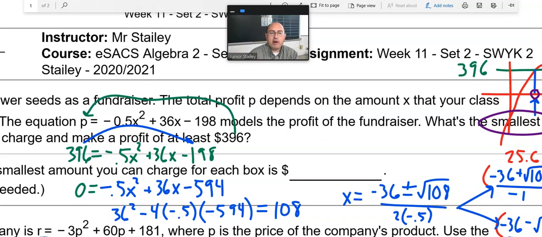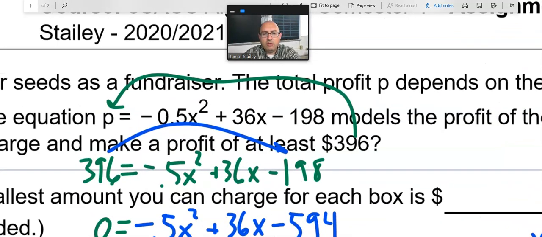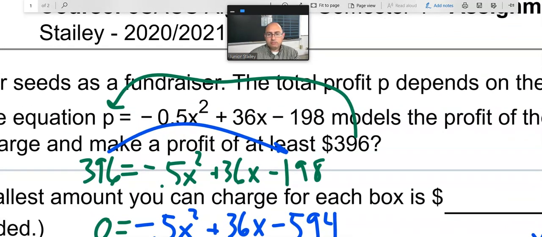Okay, so what do we do with the $3.96? We plug it in for the profit, which is what I am showing you right here with the green arrow. But in order to use the quadratic formula or any part of the quadratic formula, it must be set equal to 0. So move that 396.